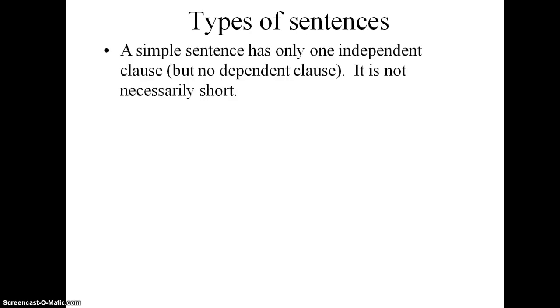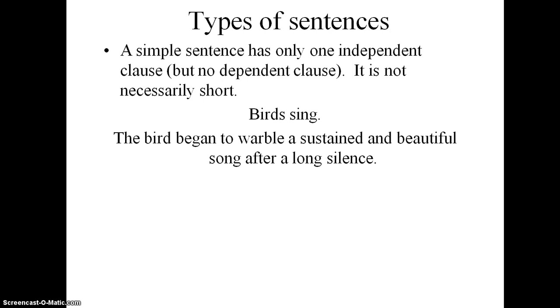There are different types of sentences. One is a simple sentence. It only has one independent clause. Doesn't necessarily mean it's short though. Birds sing. That's a simple sentence. Birds is the subject, sing is the predicate. The bird began to warble a sustained and beautiful song after a long silence. That is also a simple sentence, but it is quite complicated. The bird is the subject and began begins the predicate.